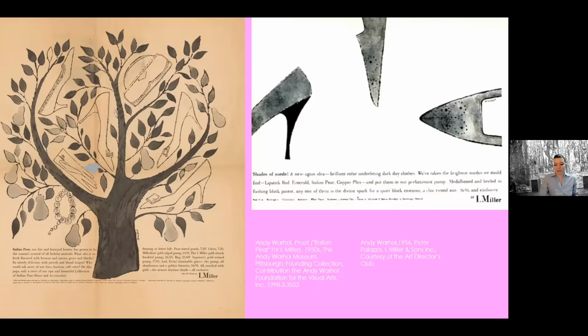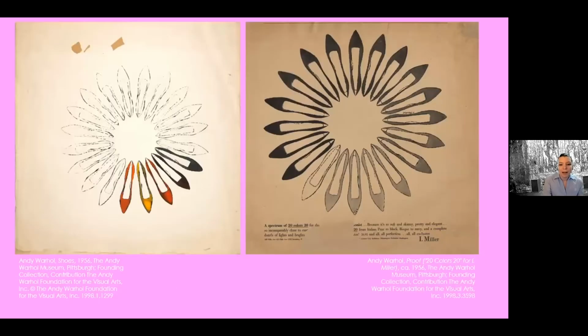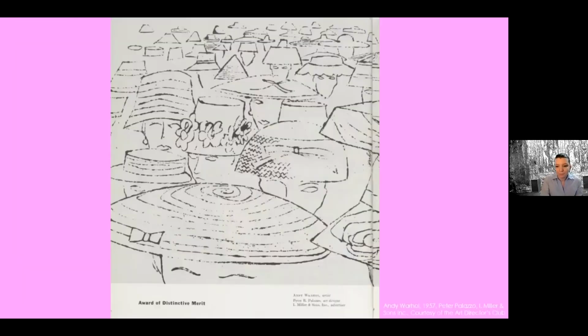And so what you'll notice about a lot of these ads is that Warhol had the capability of rendering these shoes in detail. So these are some drawings that we've got in the museum collection where you can see different styles and different methods of shoe construction. But for the most part, Warhol's actual ads show the shoes quite simply. And some of the ads aren't for shoes at all.